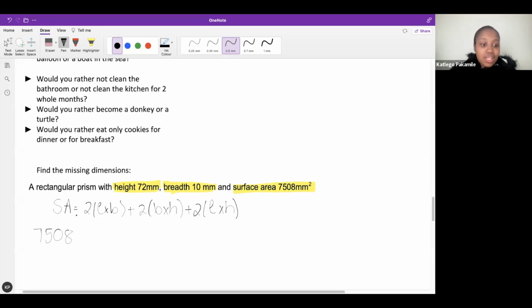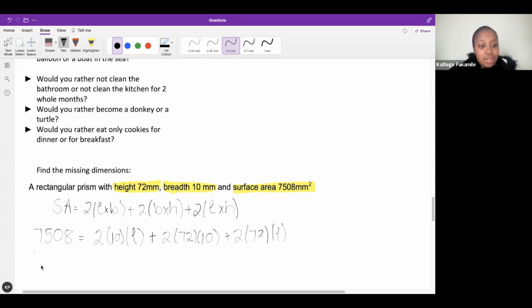So we fill it in where there's surface area equals 2 times the breadth, which is 10, times the length, which is what we don't have, plus 2 times, we have all dimensions in this case, plus 2 times the height, which is 72, in brackets, times the length, which is what we're looking for.